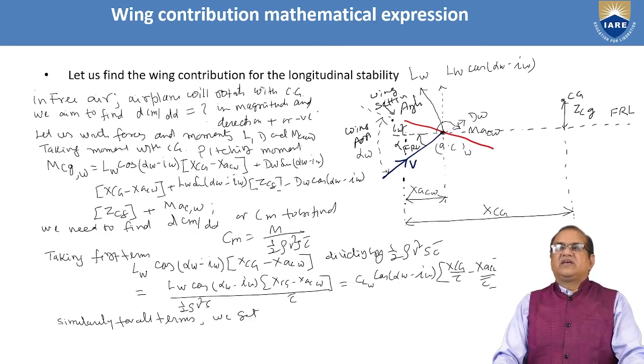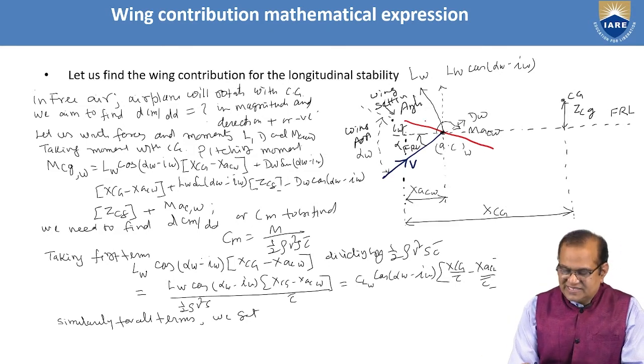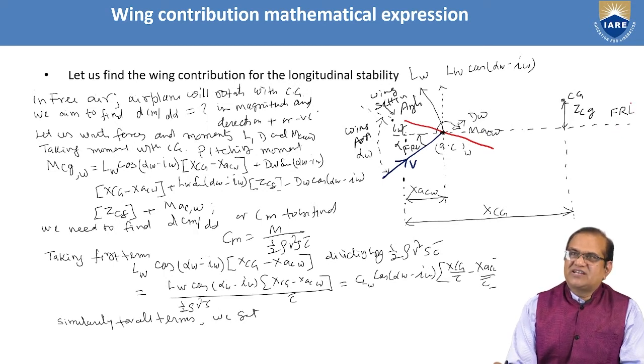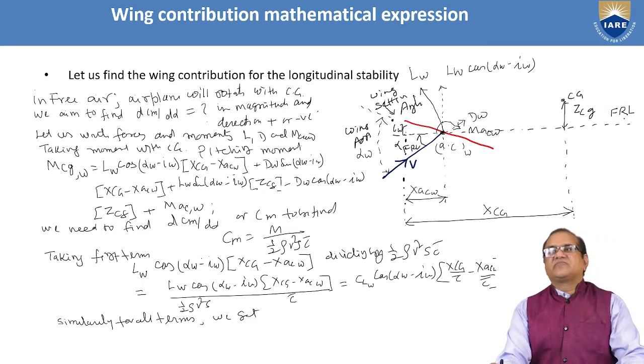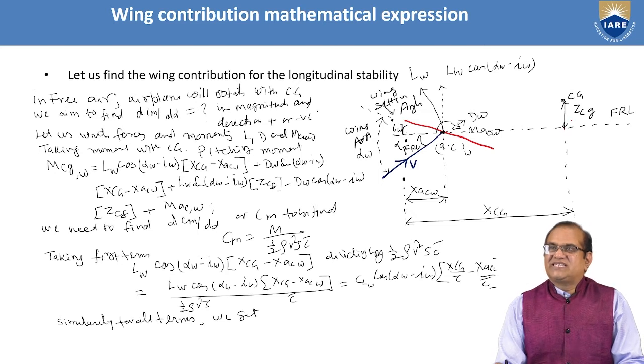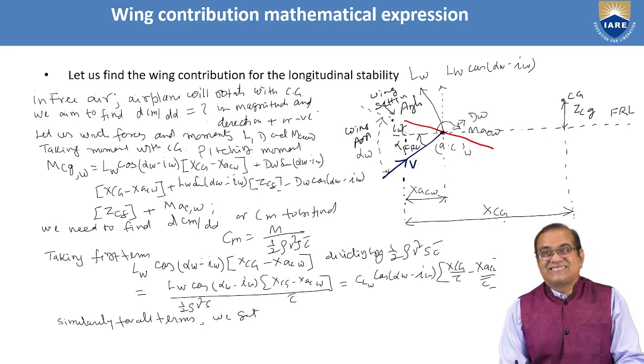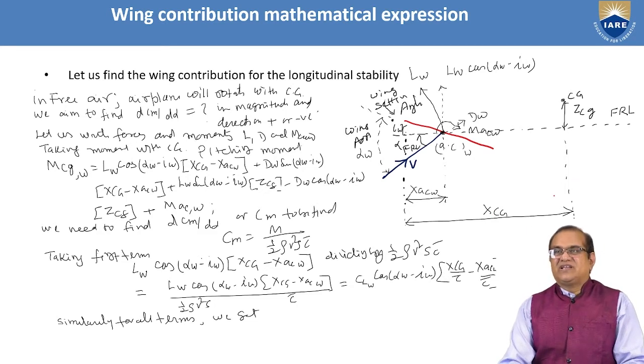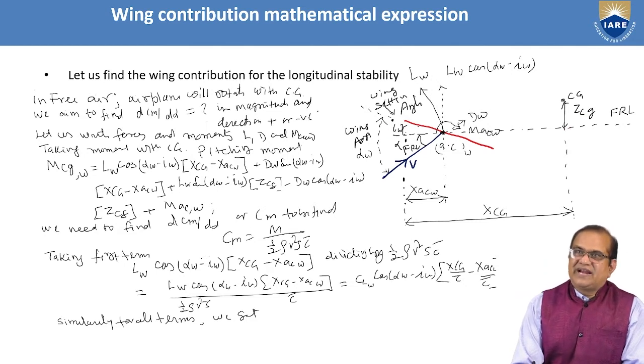And here you can see that the red color is shown as the wing, and here we have the leading edge and this is the trailing edge. This horizontal line is called FRL, that is, fuselage reference line. The center of gravity, CG, is ZCG above the horizontal, and from the leading edge, this is the location of XCG. XCG location is horizontal and ZCG is vertical. This is the wing, red color.